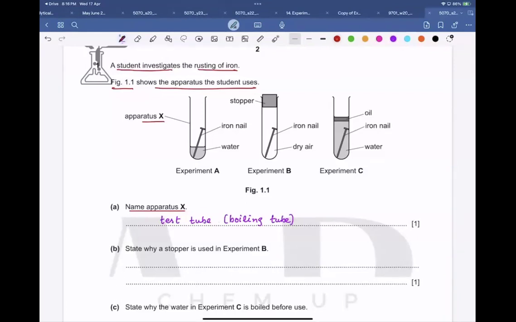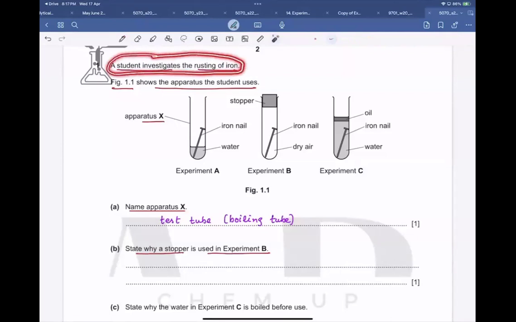Now, in the next part, state why a stopper is used in experiment B. So see the objective first. What is the student investigating? It is investigating the rusting of iron, right? So in experiment A, there is no stopper over here. In experiment B, there is dry air, an iron nail, and a stopper. So it means the student wants to prevent any water from entering. Not oxygen, because see, it's dry air. It's air, so it contains oxygen, right?